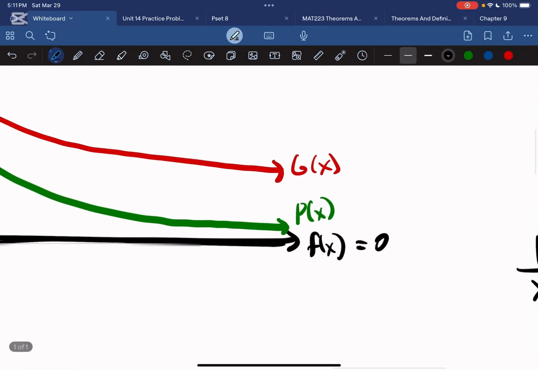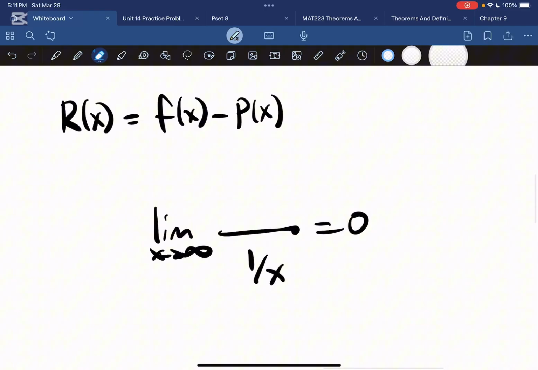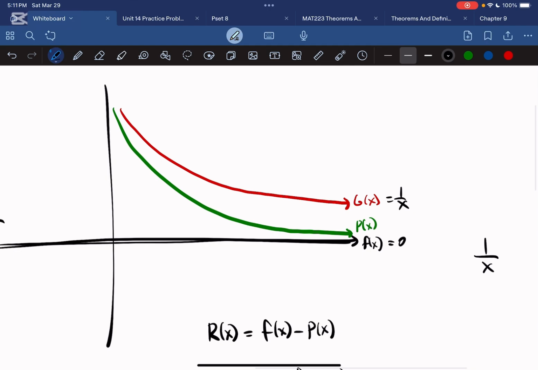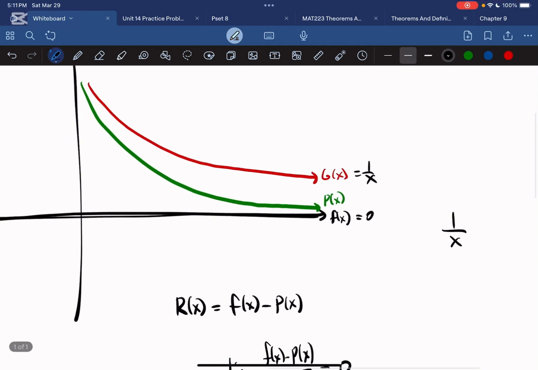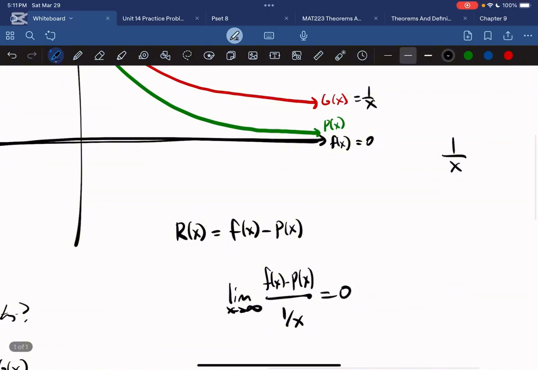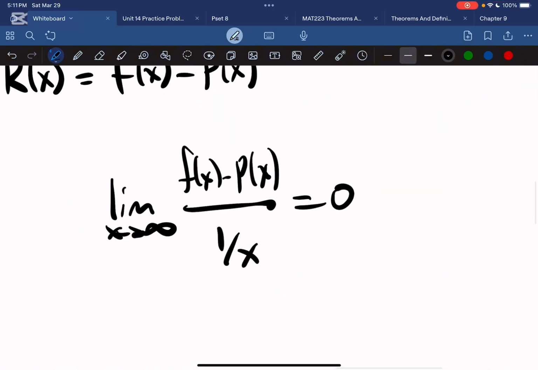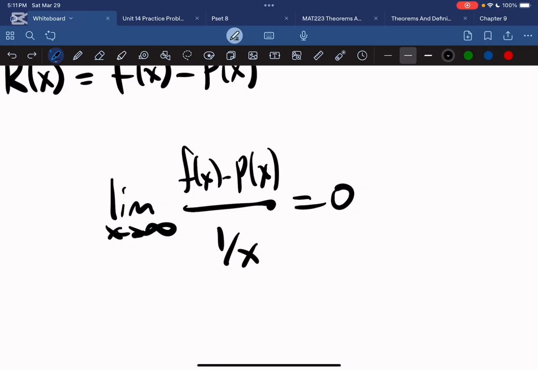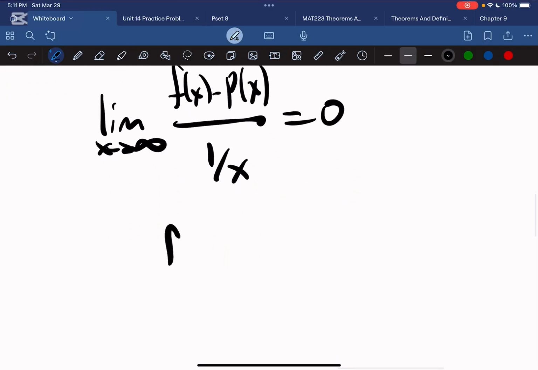R of x, which is equal to, let's write this, f of x minus p of x. Let's assume g of x is 1 over x. That's not what 1 over x looks like, but let's assume on some interval that it looks like that. Obviously, p of x is a better approximation. So when we divide the two, this should equal 0. This is the idea. We can also write it like this. Maybe this will be a bit more clear.